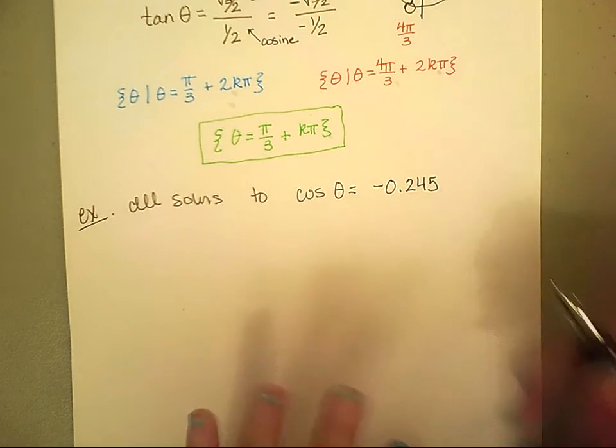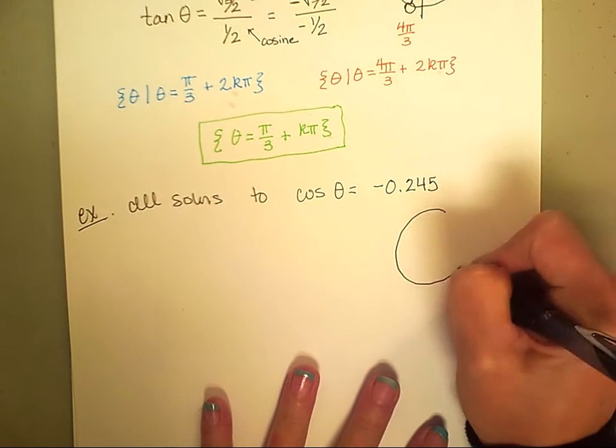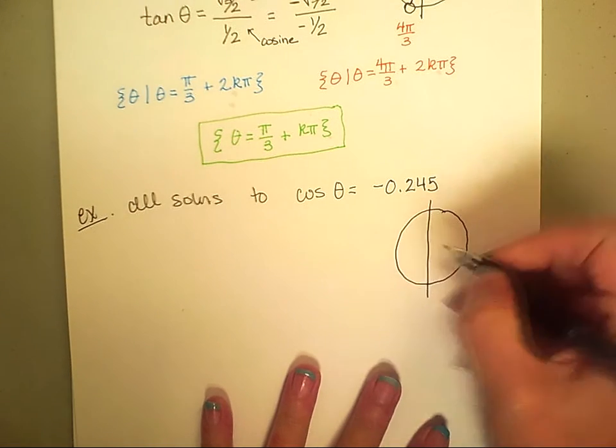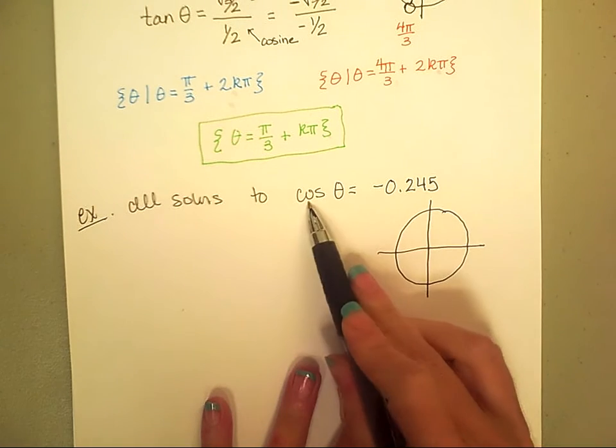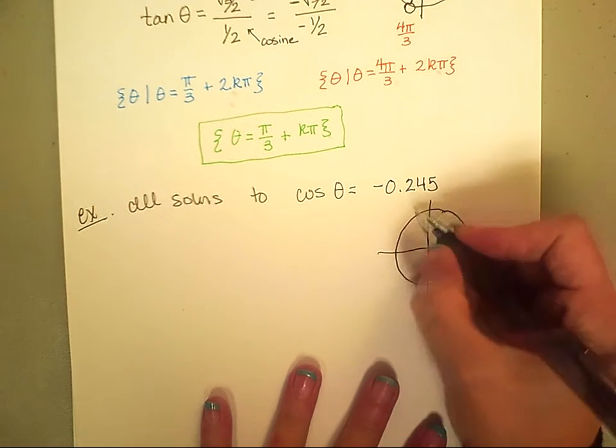Okay, so let's use that same trick. Let's draw down the unit circle. We're going to sketch that out. And the cosine values will represent the x values.